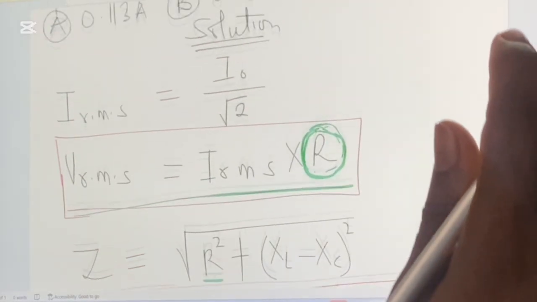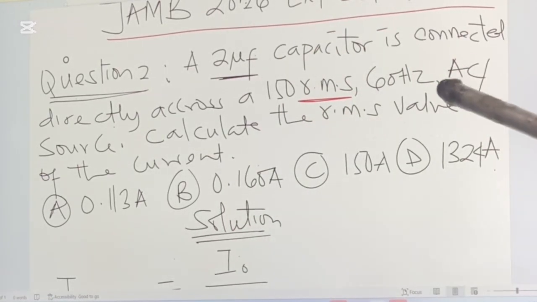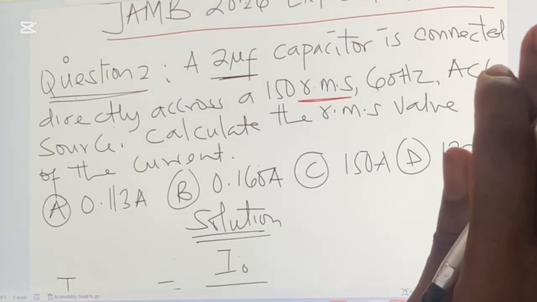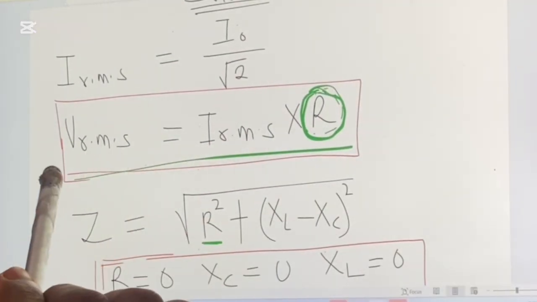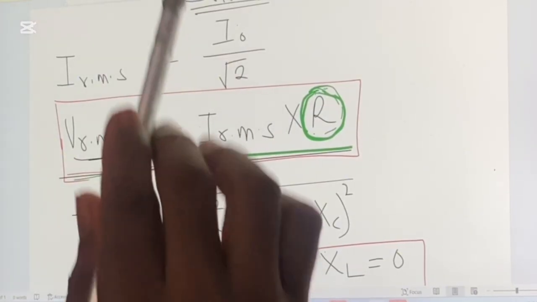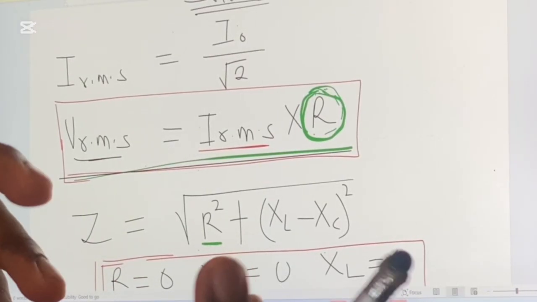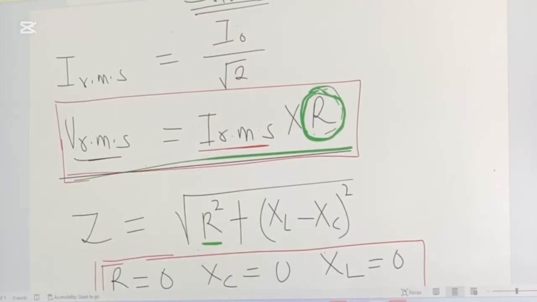In this question, we are asked to calculate the root mean square value of the current, and the formula to use here is this formula. Remember, voltage is given to us in the equation, and we are asked to calculate the current. Resistance is not given to us, but there's something that stands as resistance. Impedance stands as resistance, that is the total resistance. Reactance inductance also stands as resistance, and reactance capacitance also stands as resistance.